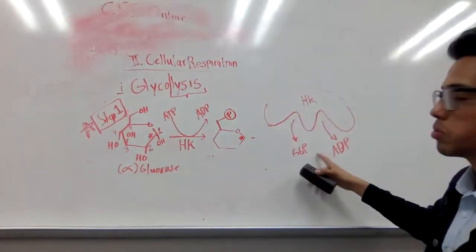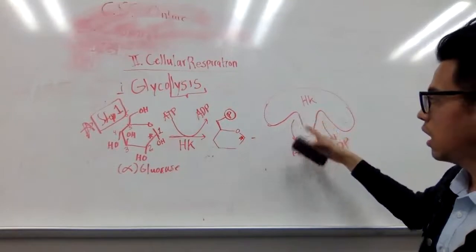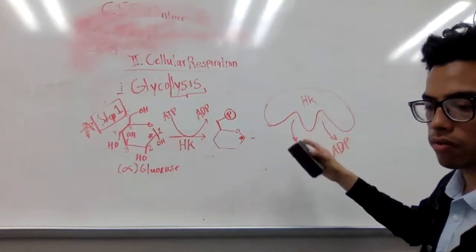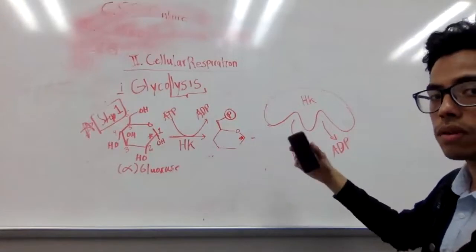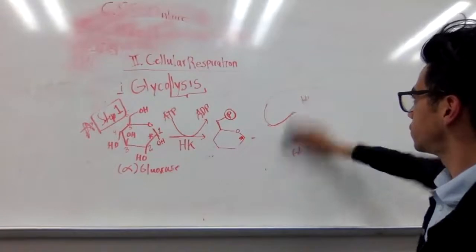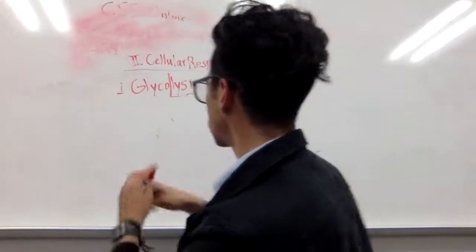Oh, last thing, substrate level phosphorylation. That was because there was an enzyme involved, and it worked directly with the substrate to phosphorylate it. Later on, we'll look at a different way of phosphorylation called oxidative phosphorylation, and you'll see why they're very different from each other. Let's keep on going.